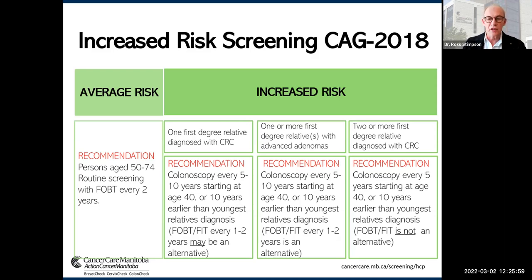Also, for advanced adenomas, where a first degree relative has documented advanced adenomas, FIT or FOBT is deemed to be an equal alternative. And of course, the recommendation of colonoscopy when you have two or more first degree relatives stands firm. FIT is not recommended in that circumstance. Next slide, please.